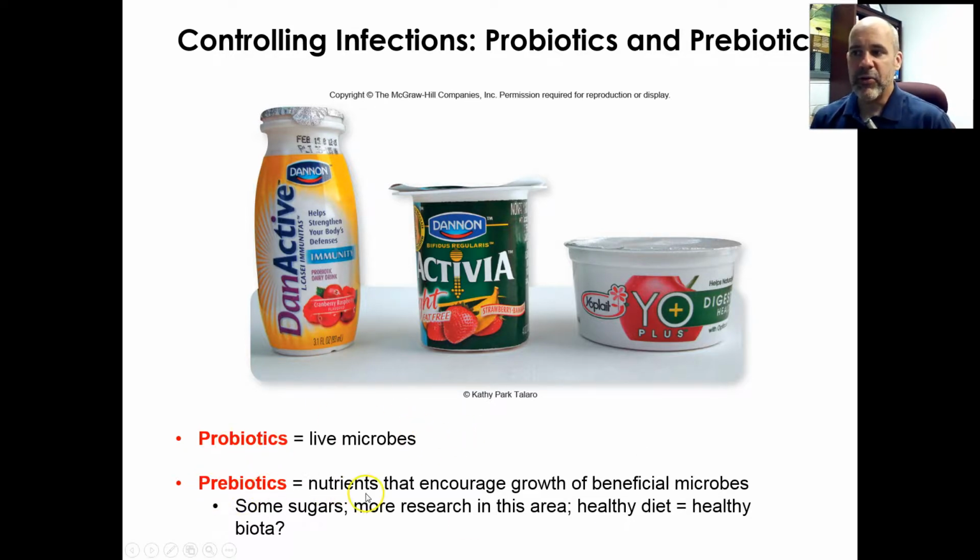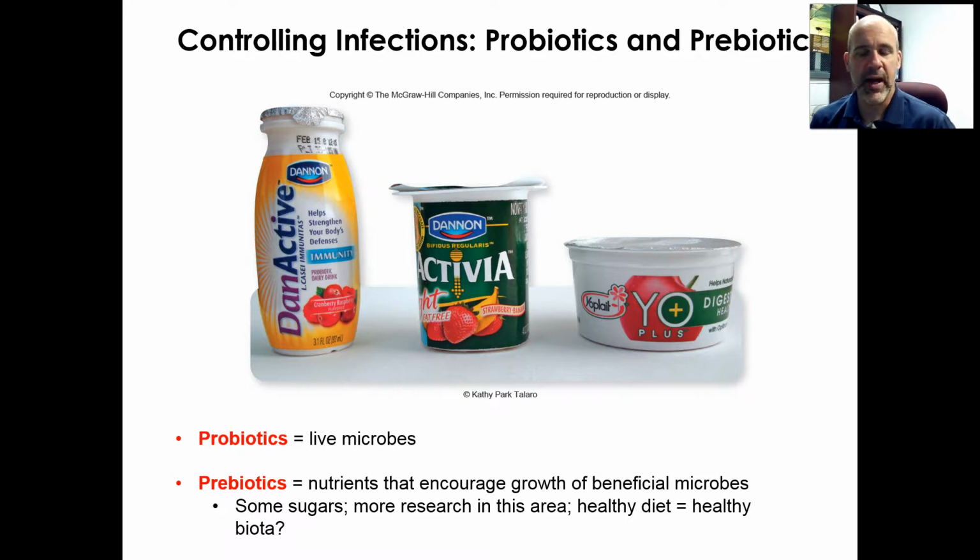Prebiotics, those are not live microbes. Those are nutrients that are thought to encourage the growth of beneficial microbes. Lots of research being done in this area. There are some types of sugars that apparently function as prebiotics and tend to be like a preferred food for friendly microorganisms, which we'll talk more about as we get into chapter 11. There's a lot of research into diet. How does the diet that you eat affect these friendly microorganisms that are living in your intestinal tract and other parts of the body?